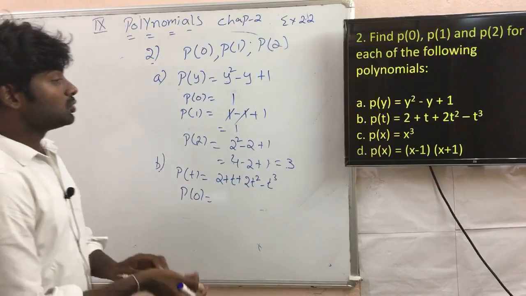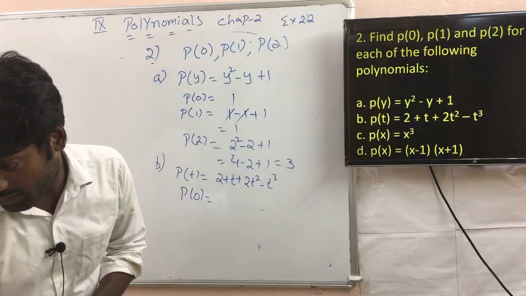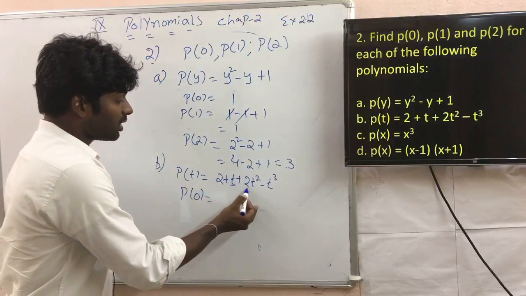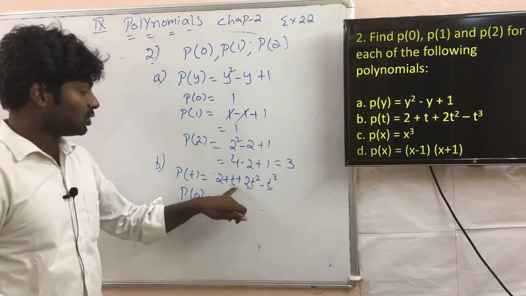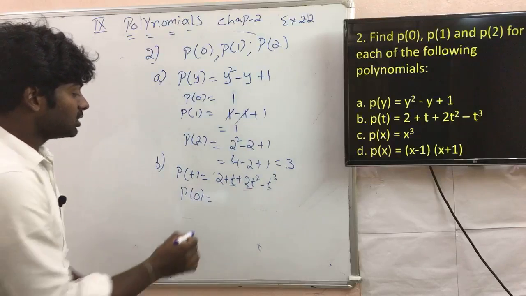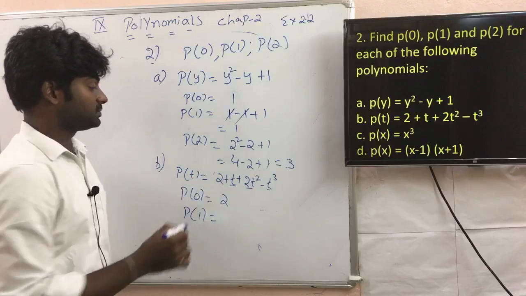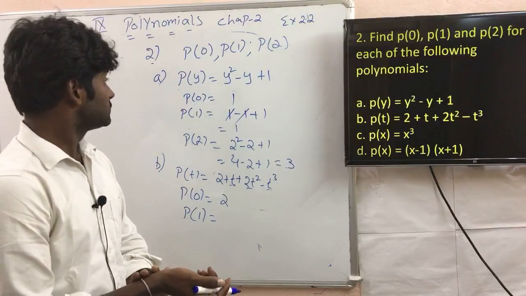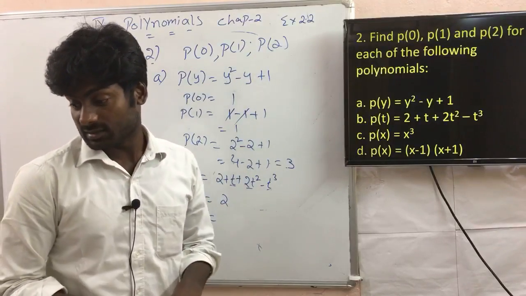Shivam, you have given 2, 4, 4. So 2 is the correct answer for the first one. See once, all these terms become 0. So you are left with only 2, because 2 into 0 minus 0, all these three terms become 0, you are left with only 2. Now go with P of 1. That means substitute the value of t as 1, you will get the answer.